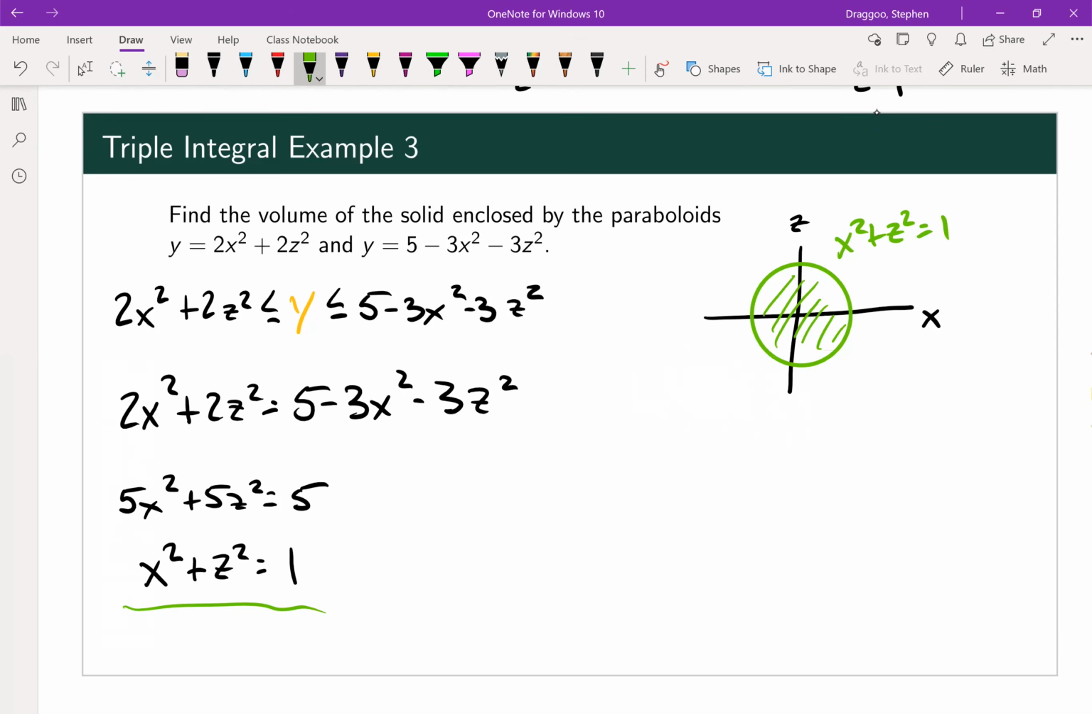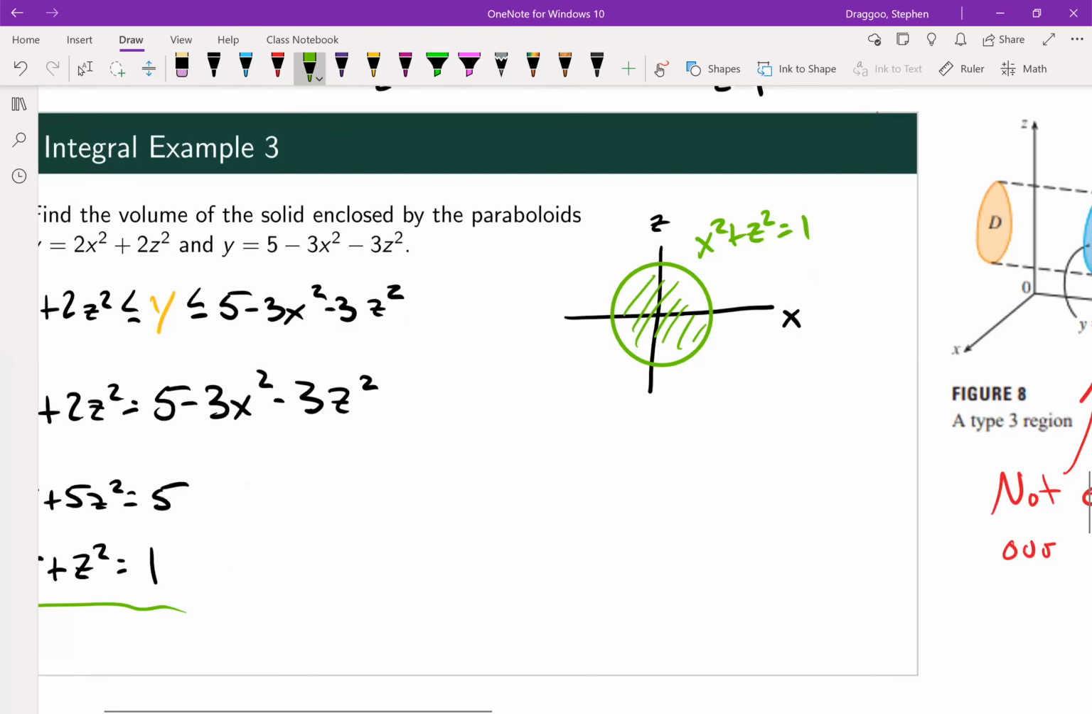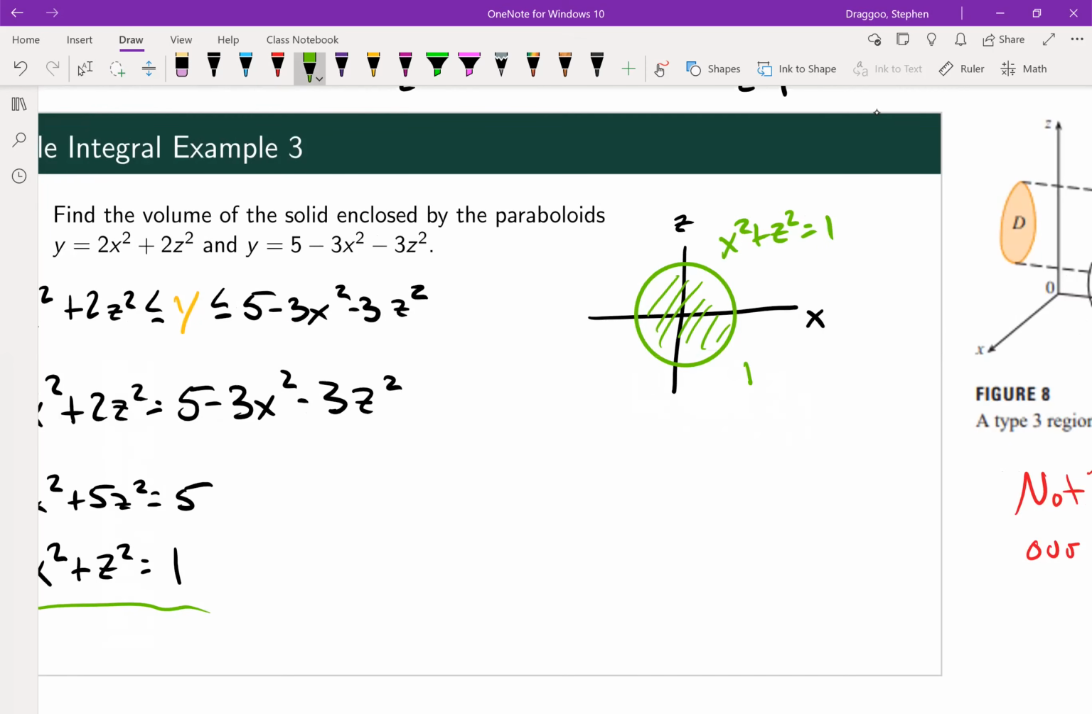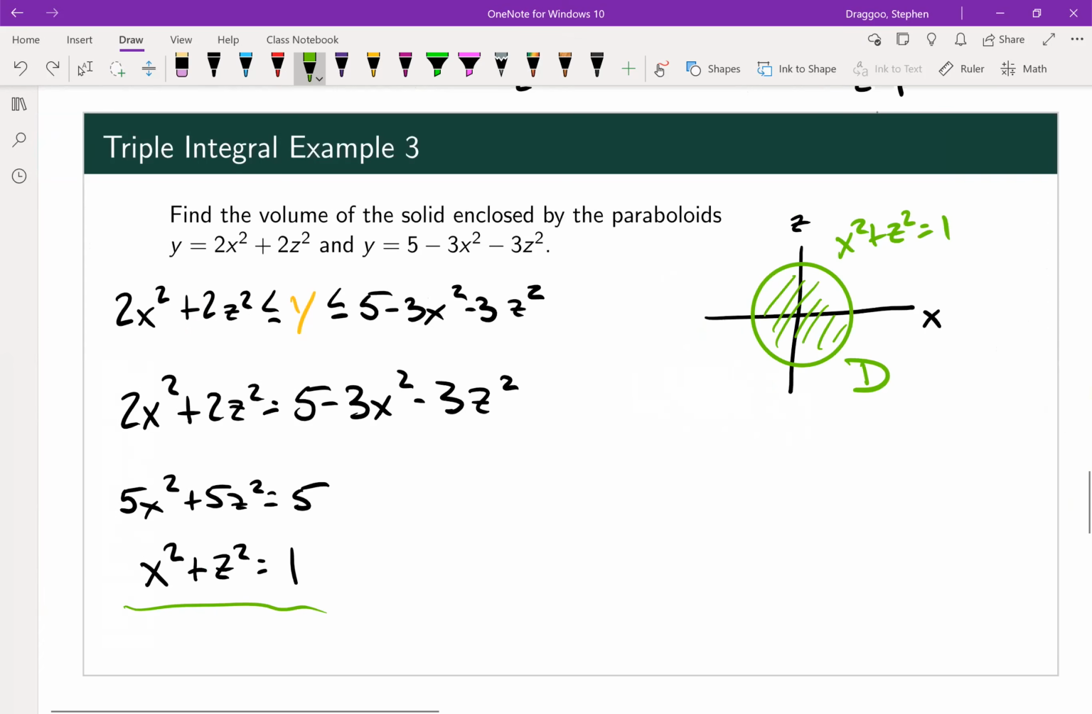And what did we say that was? Based on our diagram, this should be region D. So maybe I should have put this all in yellow instead of in green. Nah, whatever, green is going to be fine. I'm going to use yellow when I do the integration. In fact, I've already used yellow.